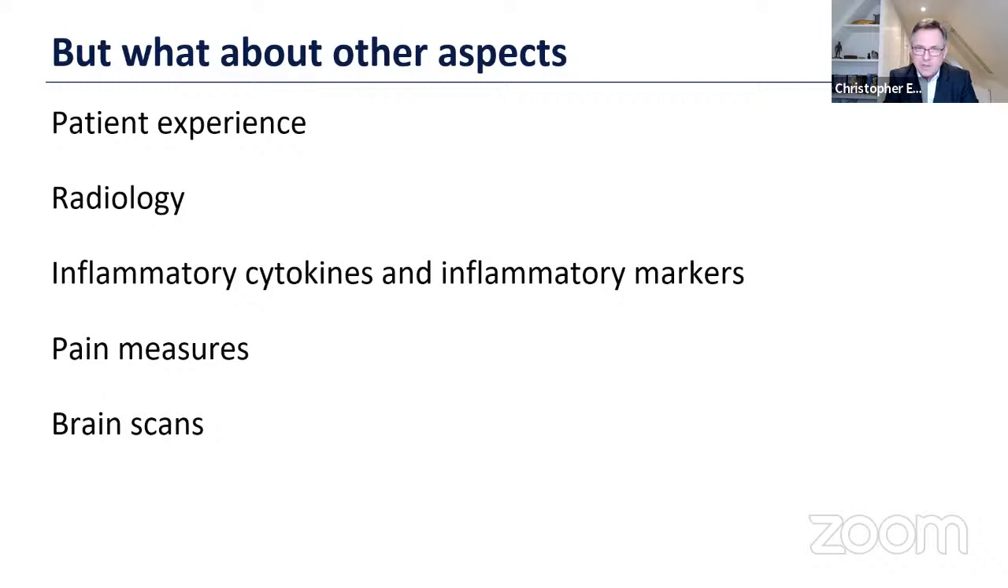And for a more patient-orientated set of measures, we could use pain scores and other PROs as well. And then brain scans, I put in because I'm going to show a little bit of work about brain scans in a moment. That's around thinking about how we measure the effect of systemic inflammation and pain on the brain, and whether we can show some of that with functional scans.